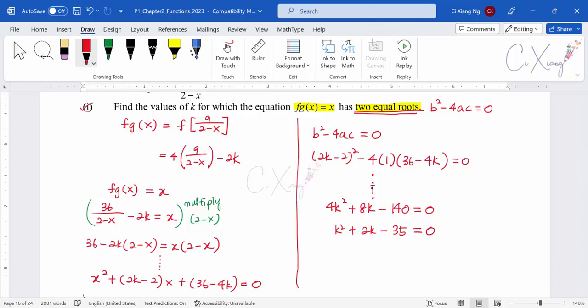Okay, so you're having a quadratic equation in terms of k. Now they want you to find the value of k. So I think what you can do is solve the quadratic equation in terms of k. So I'm having k plus 7, and then k minus 5 equals 0. Therefore, I have two values of k, where k equals negative 7 and also k equals 5.